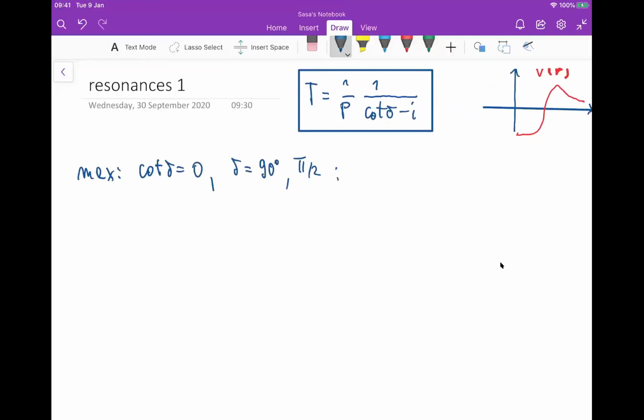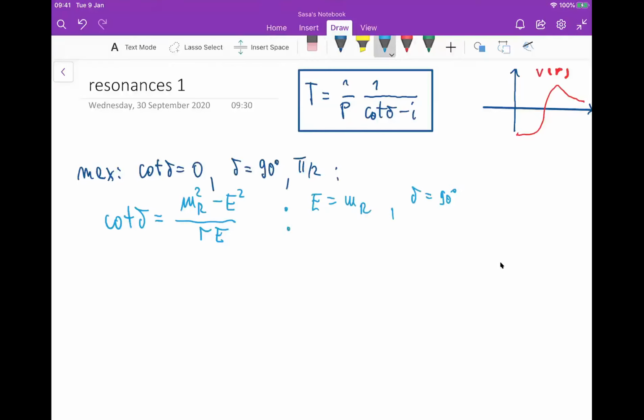Now, one parameterizes the dependence of the phase shift in the vicinity of the resonance. So one uses a simple parameterization of cotangent delta. In the vicinity, you usually use two parameters. The first parameter is MR, the energy at which the phase shift is a resonance phase shift. So this corresponds to the resonance phase shift. This will be the resonance mass.